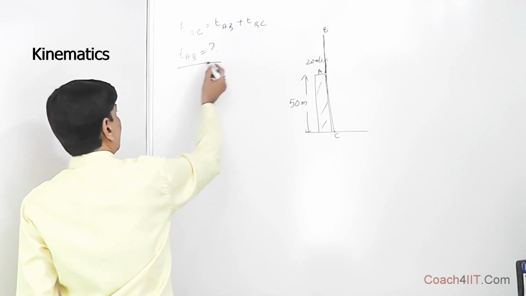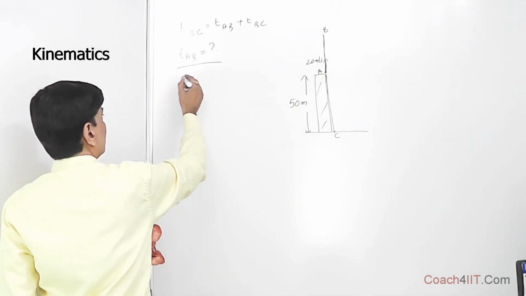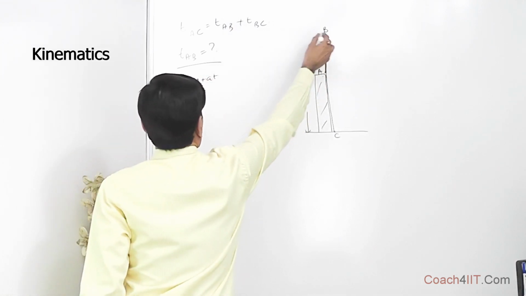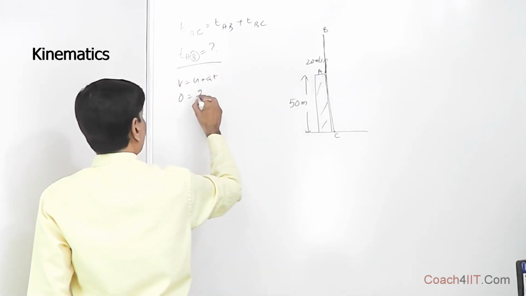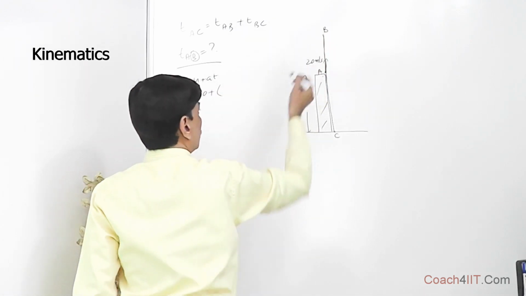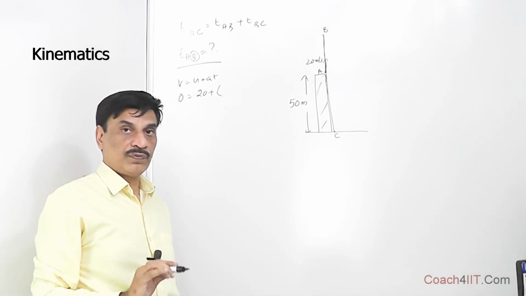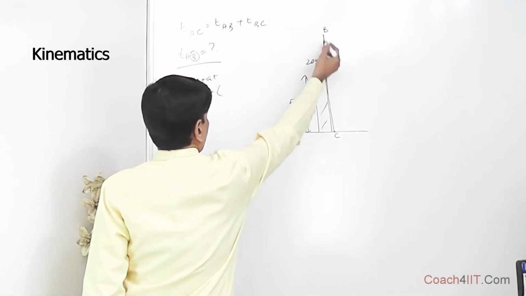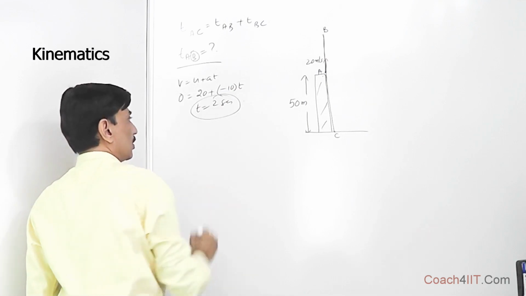To find time from A to B, this is our initial point of observation, this is the final point of observation. So we use v = u + at. V, the final velocity at point B, is equal to 0. U, the initial velocity at A, is 20 meter per second, plus acceleration due to gravity. Now the velocity is reducing this way. Don't say acceleration is reducing. Acceleration is 9.81 meter or 10 meter per second square only. That is not changing, this is uniform. What is changing is velocity. Velocity is reducing, so acceleration is minus 10 into t. So t comes out to be 2 seconds. So this is the time it is going to take.